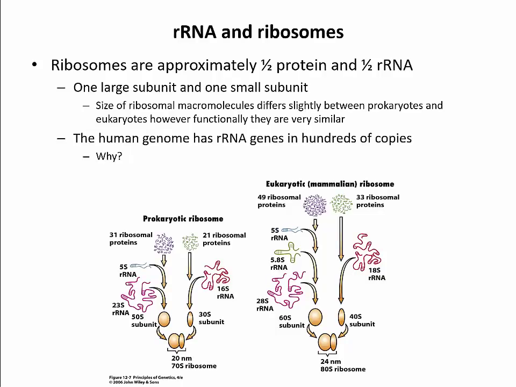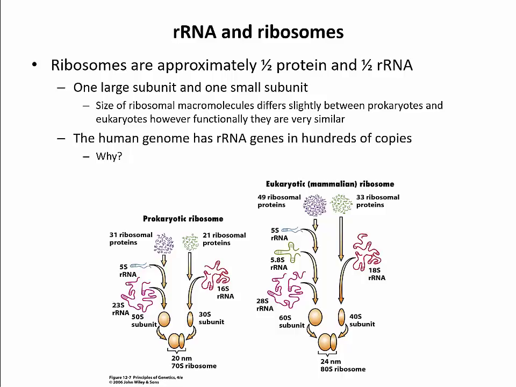And lastly, another type of RNA we have is ribosomal RNA. So ribosomes are the enzymatic workhorses of translation. We're going to talk about them in detail in a little bit, but they are made up of a number of different smaller molecules that make up 2 subunits. Approximately, if you go by mass, half of the ribosome is protein and half of the ribosome is ribosomal RNA.